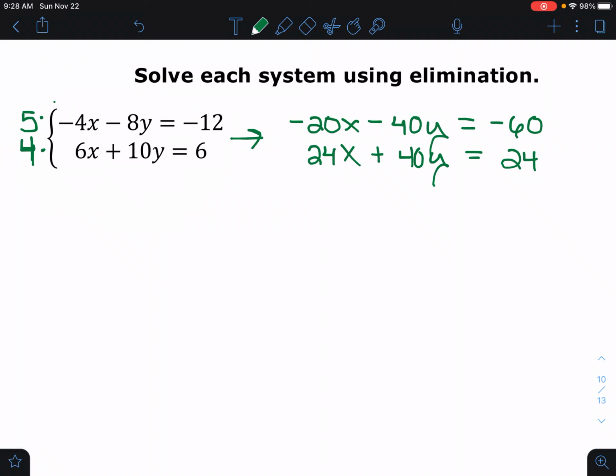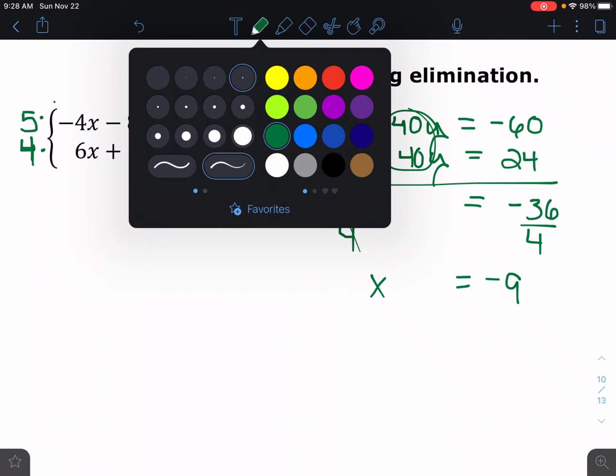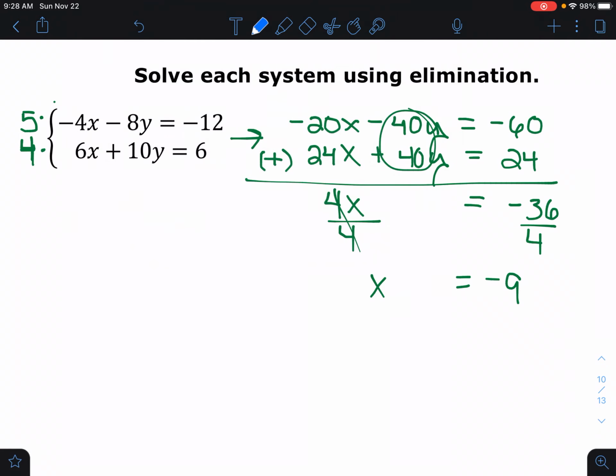Okay, now notice I do have opposites. When you do the multiplication, if you don't have opposites, you did something wrong. Okay, so now I'm going to add these together, right? So I got 4x, and this would give me negative 36. All right, divide by 4, x equals negative 9. All right, now you're going to plug back in to one of the originals.